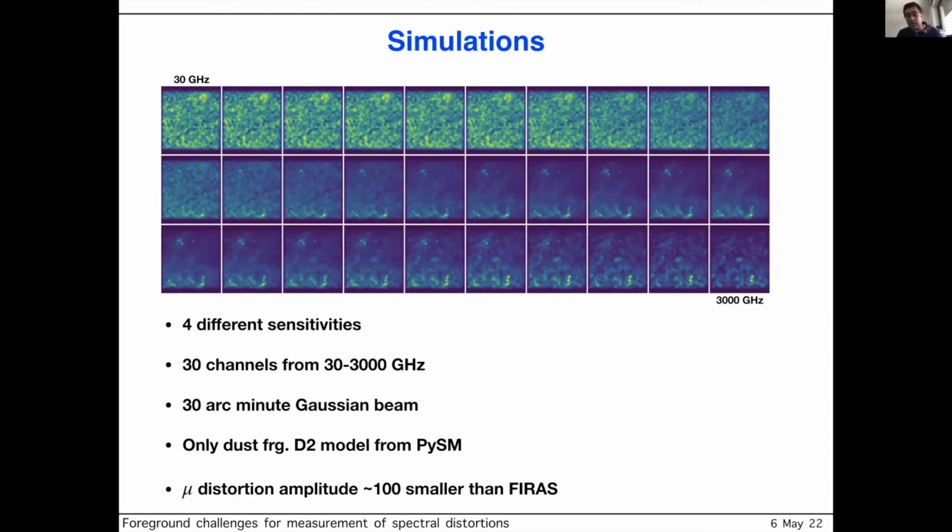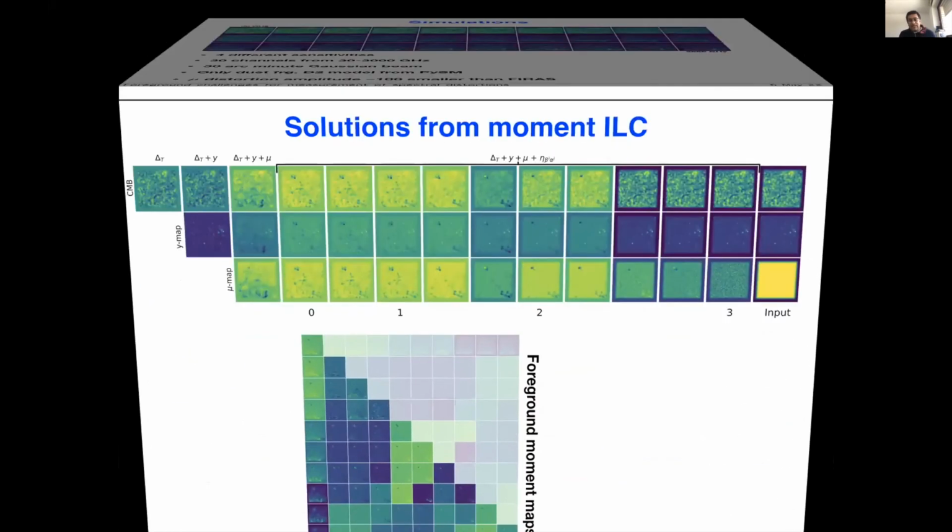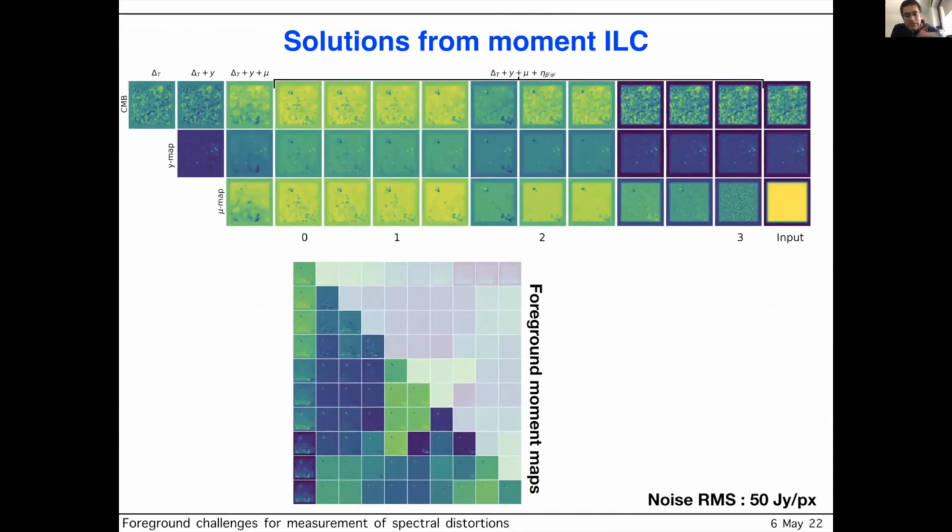But this was just to demonstrate that an ILC-like method can help you recover monopole signals, okay? And this is just an example of the solutions that we get for one of the simulations at one of the sensitivities. So let me take a few minutes to explain this slide.